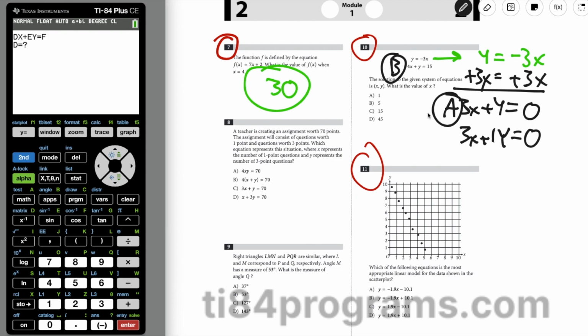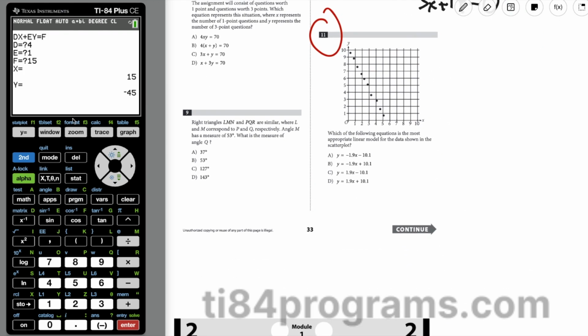Then we enter it again for the B equation, 4x plus y equals 15. So 4 is the coefficient of the x, and again a 1 for the y, because we don't have a coefficient in front of the y. We're just going to assume it's a 1, and then C is 15. And it gives us the x and y value. So what is the x value? Oh, we're going to go with x equals 15. Okay, great, fantastic.